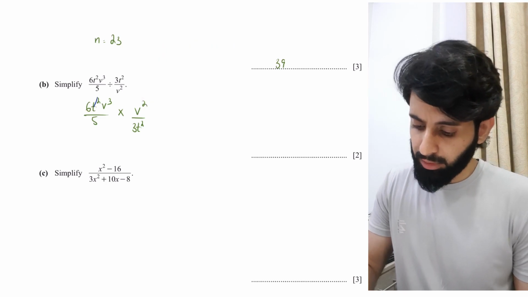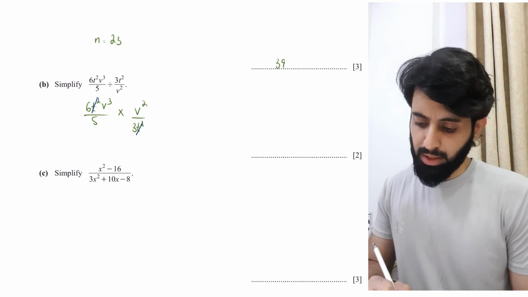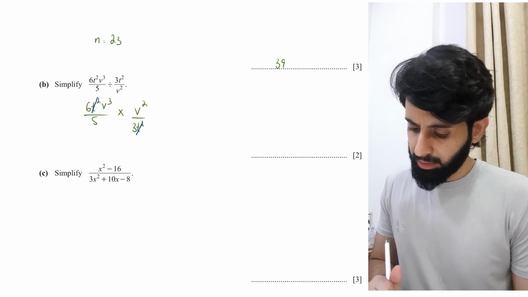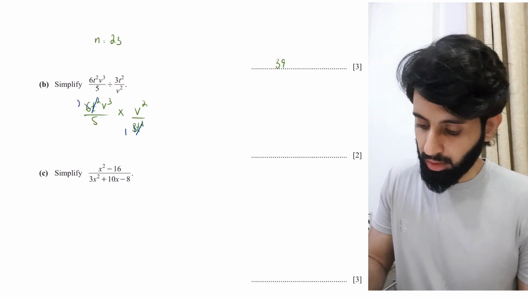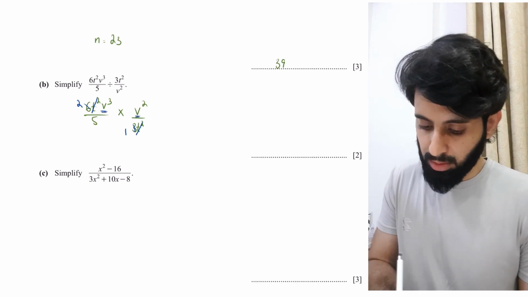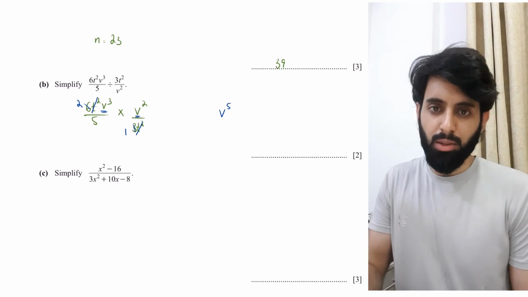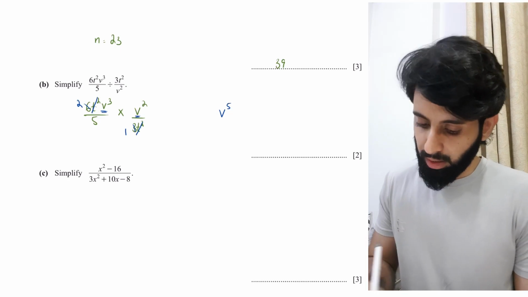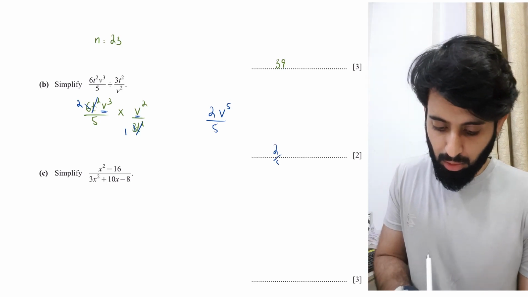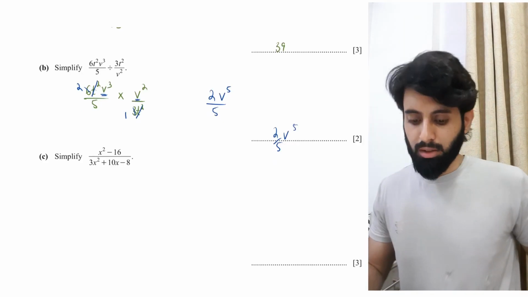So you have t squared over here and t squared over here, so that gets cancelled out straight away. You can see 3 ones are 3 and 3 twos are 6, and that's about it. So v cubed times v squared is v to the power 5: same base multiplied, powers are added. You have 2 in the numerator and 5 in the denominator. So that's 2 upon 5, v to the power 5, and that's your final answer.